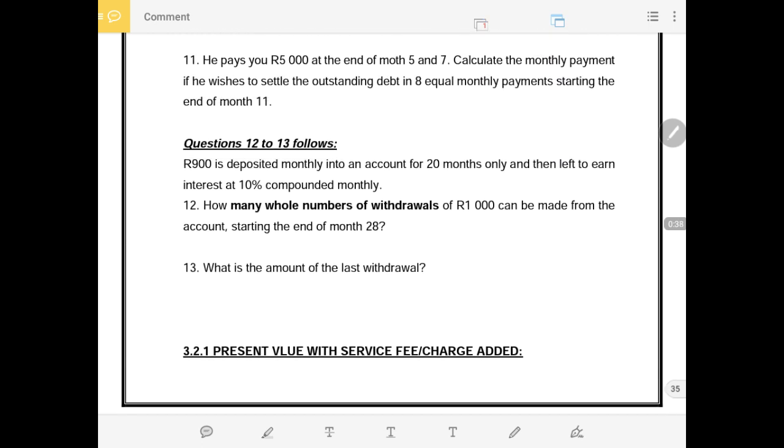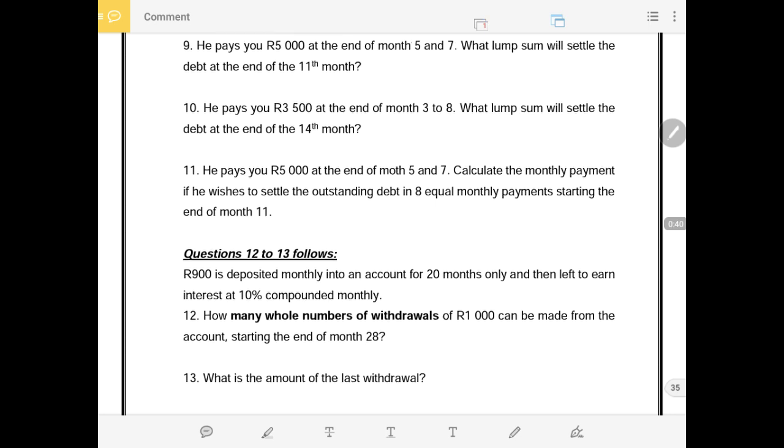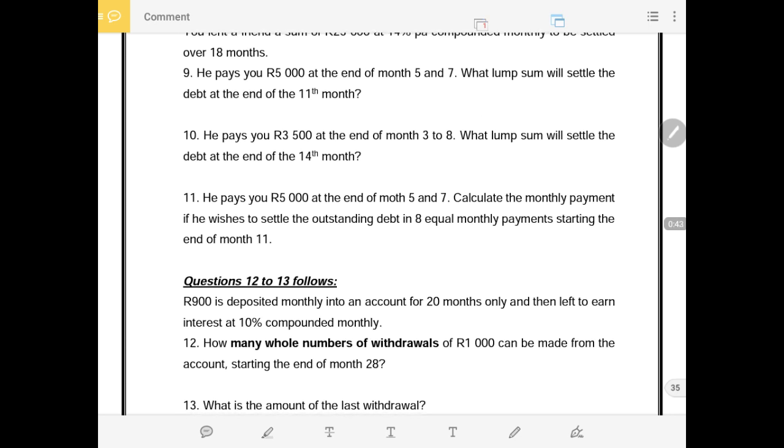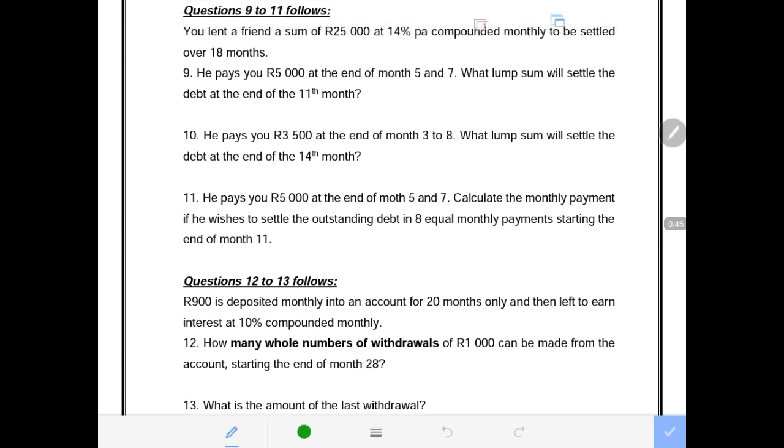Example 3.5, present value of an annuity with a service charge. Now, question number 9 says 900 is deposited monthly into an account for 20 months only, and then is left to earn interest at 10% per annum compounded monthly.